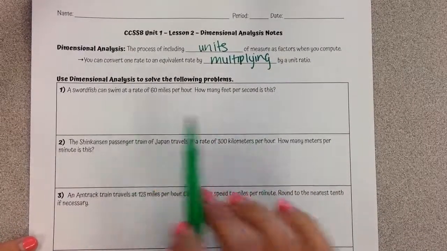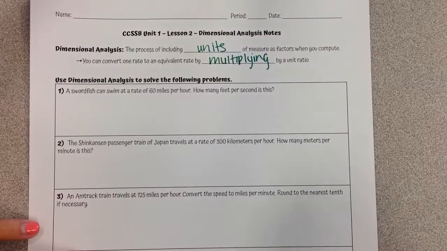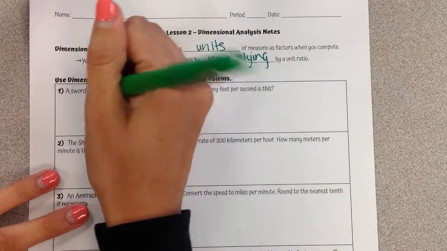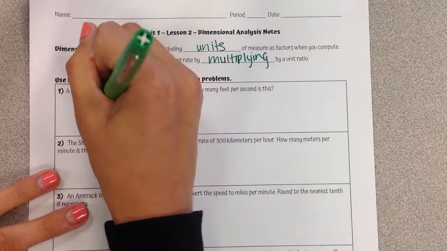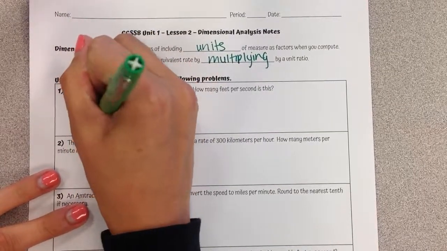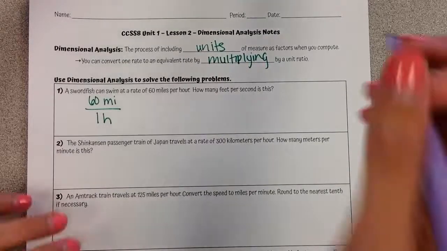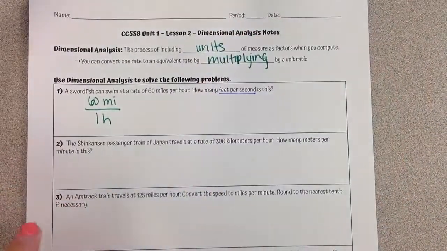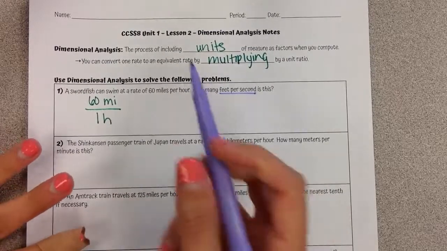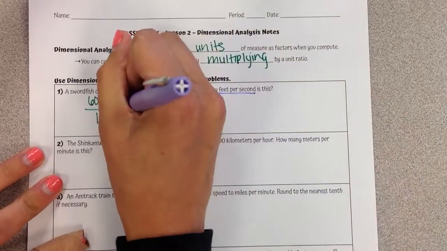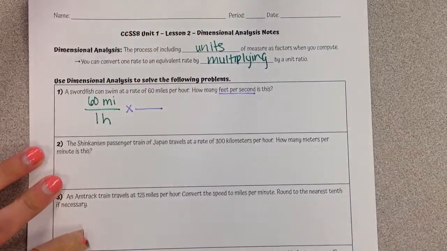A swordfish can swim at a rate of 60 miles per hour. How many feet per second is this? First off, I'm just going to write that we have 60 miles per 1 hour. We want to convert to feet per second. So I need to convert miles to feet and I need to convert hours to seconds. Let's first show how we would convert the hours.